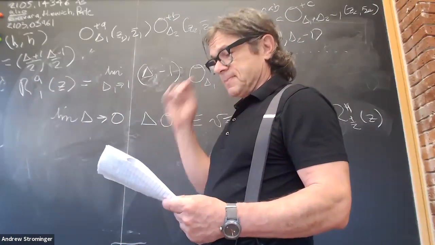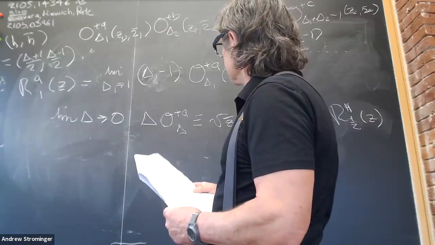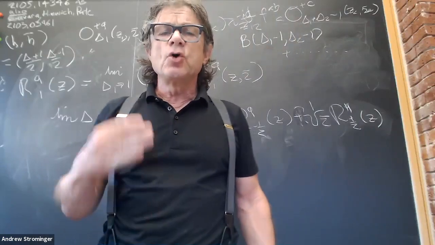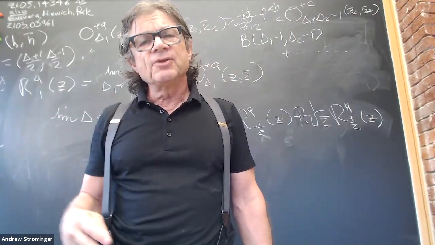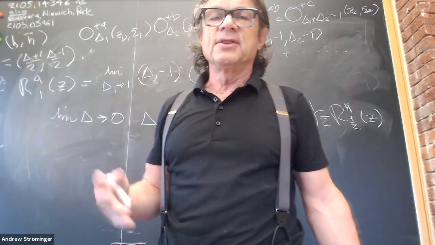So we have a doublet of subleading soft currents. And it was already known that there were two subleading soft photon theorems.